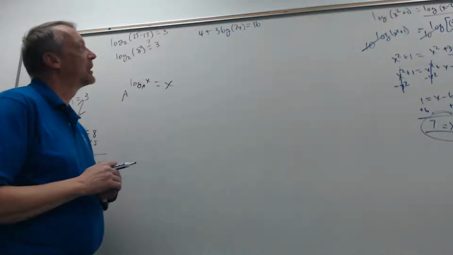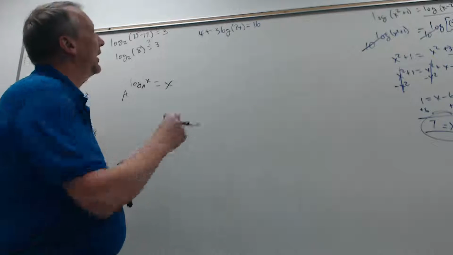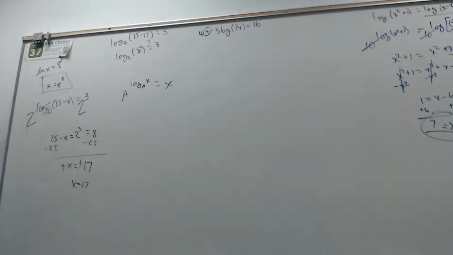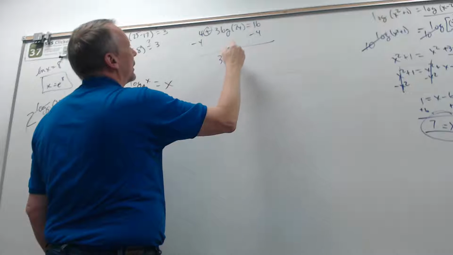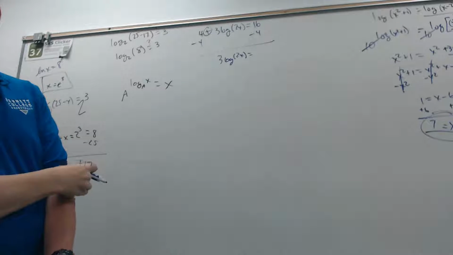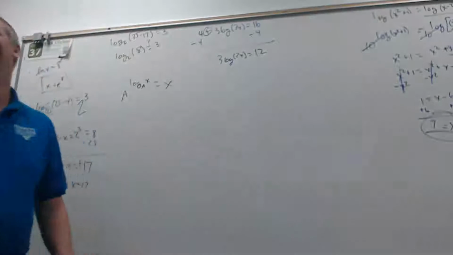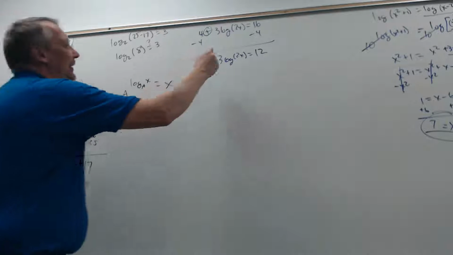Can we take out the base 10 to cancel the log? Well, you can, but this plus is in the way. So you've got to get rid of everything except for the log. So you subtract 4 from both sides. So I get 3 log of 2x equals what? Are you using a calculator for that? We need to go back to the days of no calculators. Yeah, divide by 3. Divide by 3, okay, that's good.